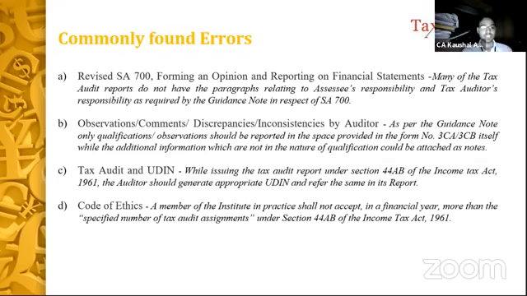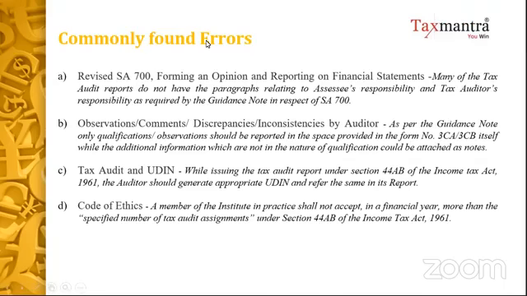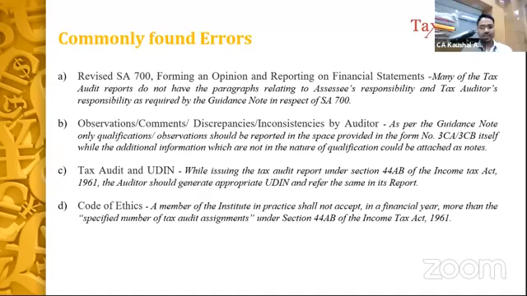The first and foremost is the revised SA 700, which deals with forming an opinion and reporting on the financial statements. Under this, it has been found that many tax audit reports do not have the paragraph stating the responsibility of the auditor and the responsibility of the management. So it must be noted that the report must contain the opinion paragraph describing the responsibilities. The second thing is that in case of any qualification or observations, the same should be mentioned in Form 3CA or 3CB, and wherever required, additional notes can be given for reference.